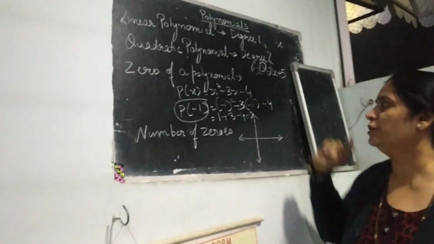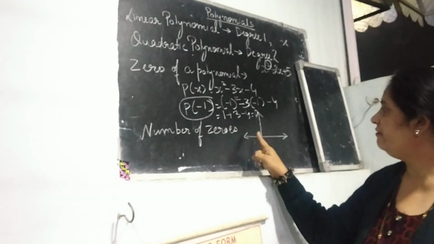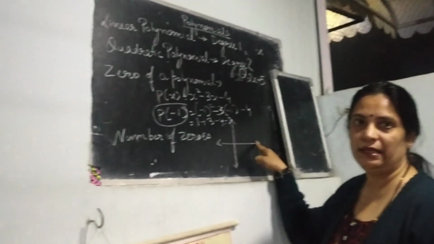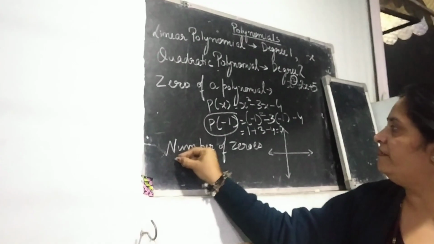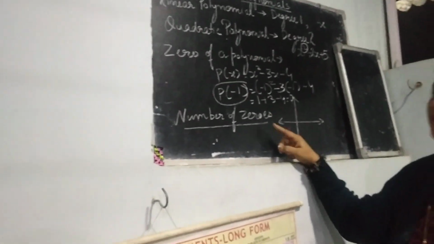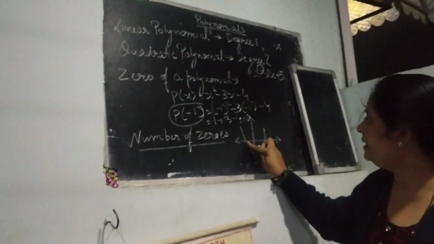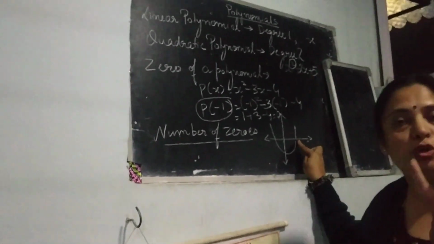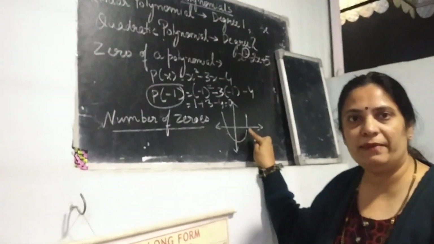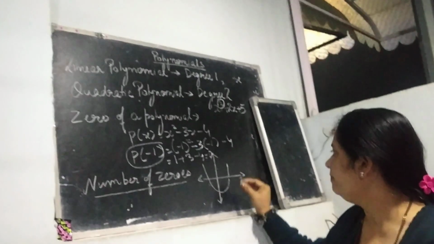It is having two solutions. Now, just by identifying it with this axis, how will we find how many zeros there are for a given polynomial? Suppose there is a graph like this, and if it is touching the x-axis 2 times, then it means it is having 2 zeros.